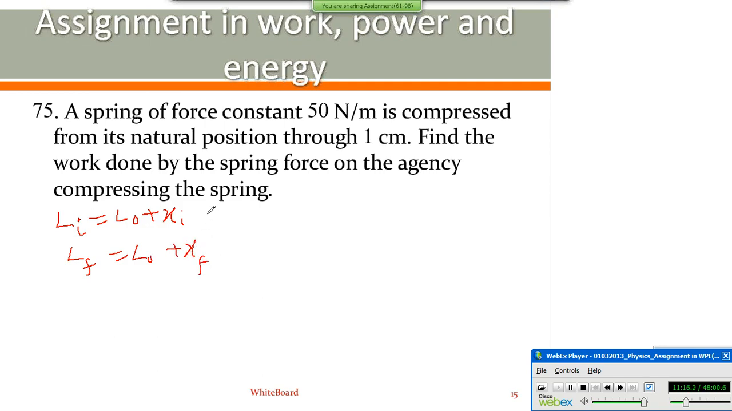Here initially the spring has its natural length. In the final position, the final length of the spring is less than the natural length by 1 centimeter. The spring is compressed by 1 centimeter from its natural length. So the final length of the spring is smaller than the natural length by 1 centimeter. That means xi can be taken as 0, xf equal to minus 1 centimeter.